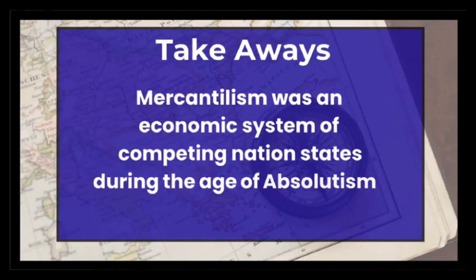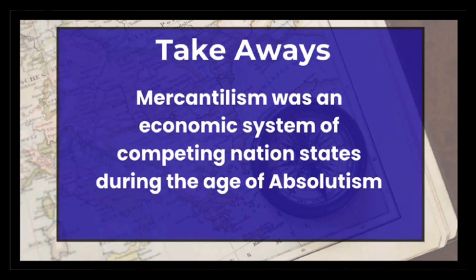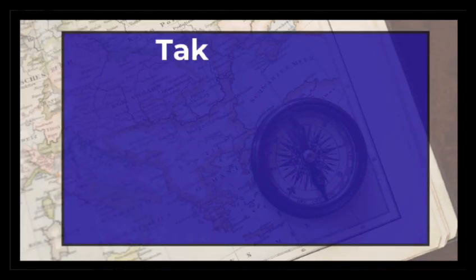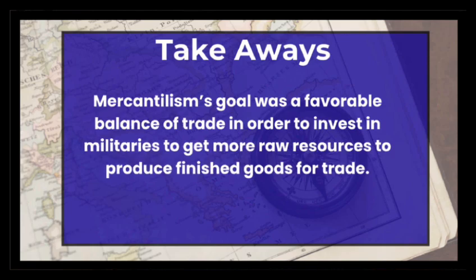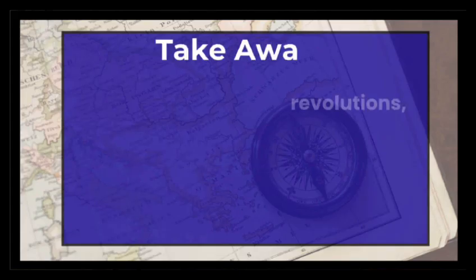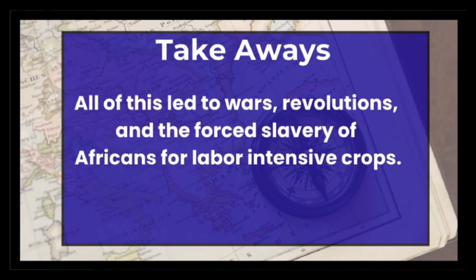So what are our big takeaways? Takeaway number 1, remember that mercantilism was an economic system of competition between nation states during the age of absolutism. Takeaway number 2, remember that under mercantilism, nations wanted to create a favorable balance of trade, get more wealth to invest in their militaries to go get more raw resources for finished goods. And the last one we got to remember is that because of this, we ended up with wars, revolutions, and of course, the tragedy of the African slave trade.